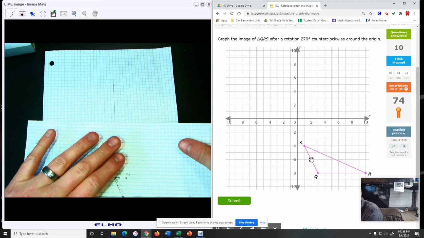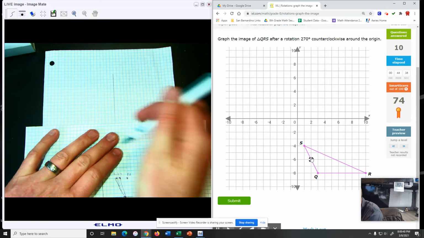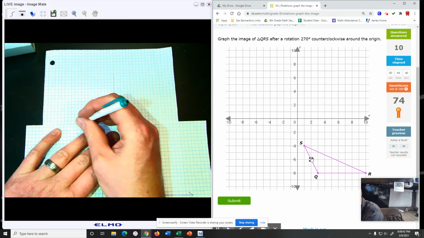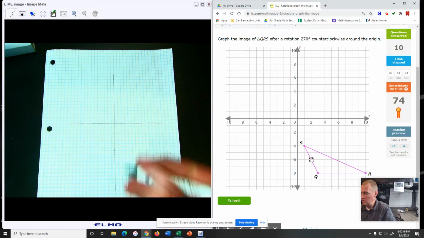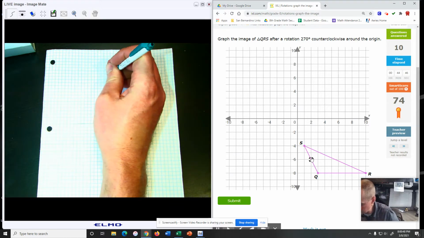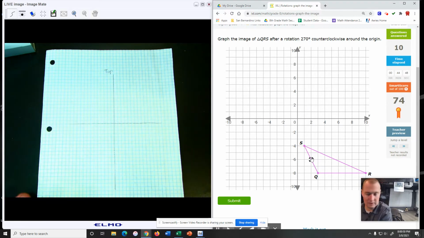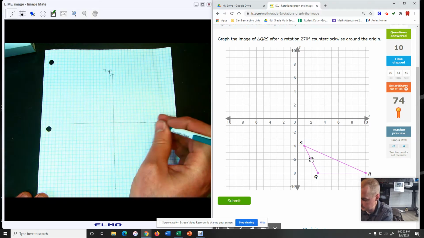So I'm going to draw a new coordinate plane. There we go. Again, straight edge, ruler, whatever you want to use, it doesn't matter as long as they're straight. I do need to label the top because I will get that mixed up over time if I don't label it. Draw little arrows.